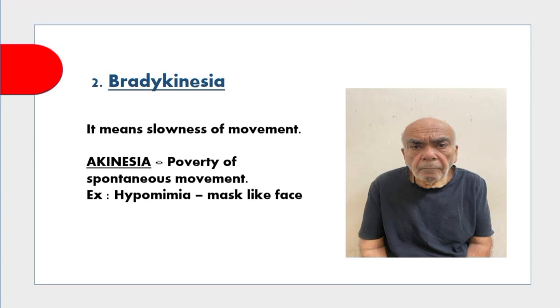Secondly, we will discuss bradykinesia. Bradykinesia means slowness of movement. Akinesia is poverty of spontaneous movement. An example is hypomimia, a mask-like face. In case of hypomimia, the patient is asked to perform various facial movements. Due to the presence of hypomimia, the patient is unable to produce normal facial movements.